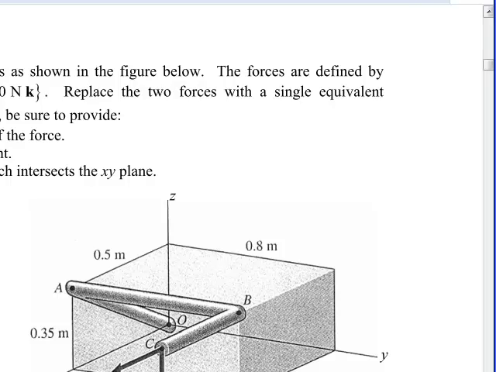Okay, so the first question on this exam has a bent rod supporting 2 forces as shown in the figure. The forces are defined by F1 equals 250 newtons i hat, so along the x-axis, and F2 equals negative 400 newtons k hat, so in the negative z direction. Replace the 2 forces with a single equivalent wrench. For this single wrench, be sure to provide A, the Cartesian components of the force, B, the magnitude of the moment, and C, the location where the wrench intersects the XY plane. So, how would we begin this question?